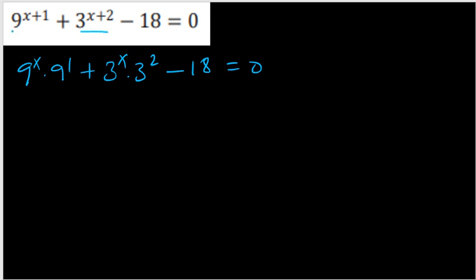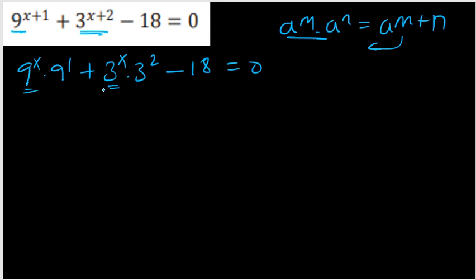So we can expand this in this way, because for exponentials, remember there is a rule: a to the power of m times a to the power of n is the same as a to the power of m plus n. So the backward process will be this one. I apply the backward process here. 9 to the power of x and 3 to the power of x are not the same, but I can write 9 to the power of x as 3 to the power of x, the whole squared.